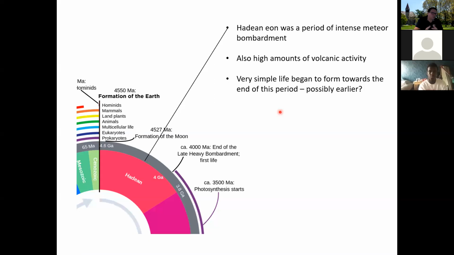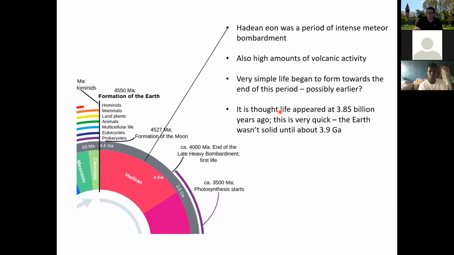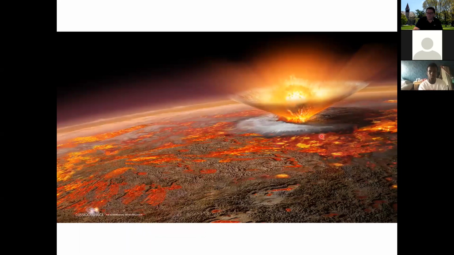It's thought of as not exactly a soup, but a very volcanic area without even any really clear oceans, right? For perspective, by less than around 4 billion years ago, we think life started to form. But with that in perspective, the Earth probably wasn't even solid until about 3.9 billion years old, and it's thought that life formed very quickly after that.